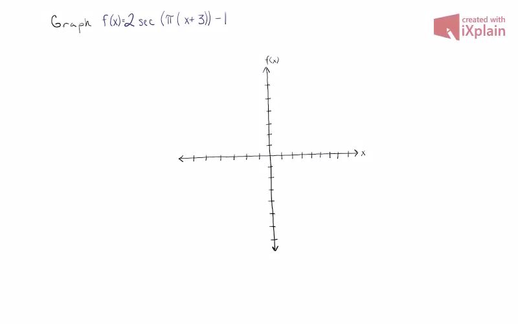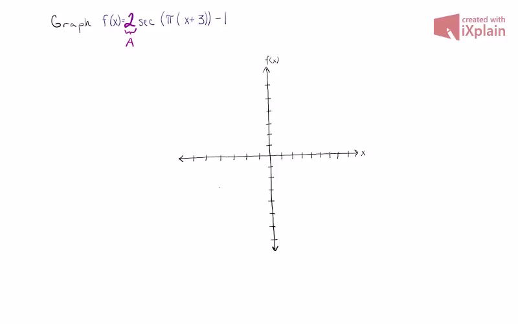Hi everyone, in this video we're going to go ahead and graph a transformed secant function. So to begin, what we should be doing here is identifying some of the key components that make this graph what it is. So specifically, if we took a look at the 2 out in front, we would note that this would be our amplitude.